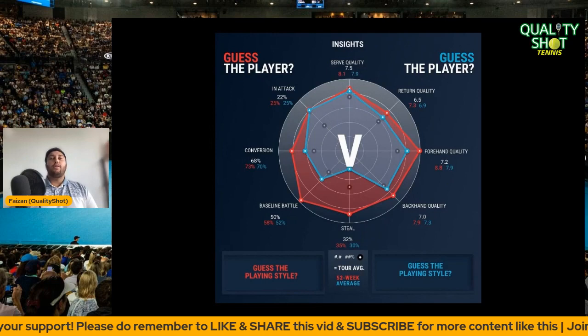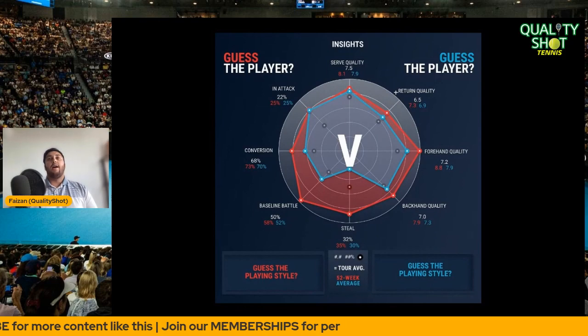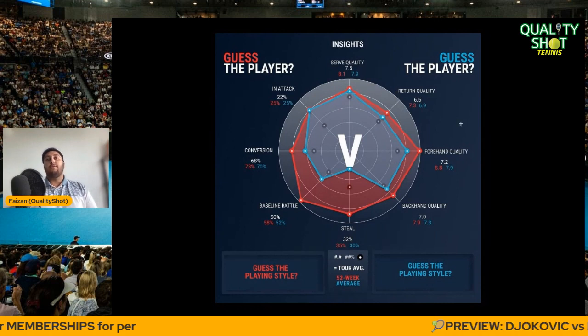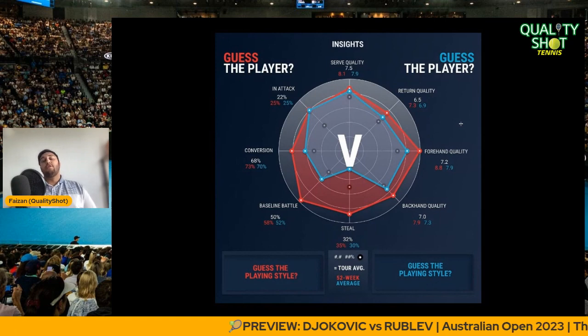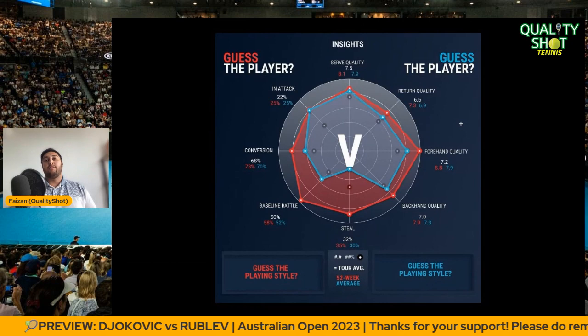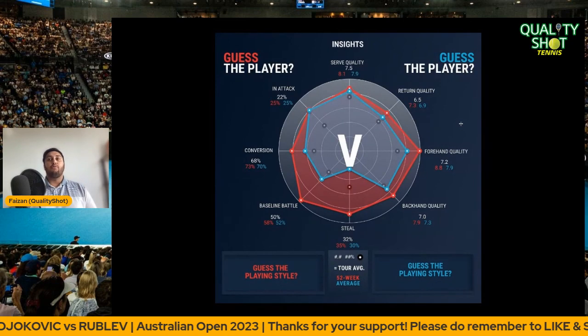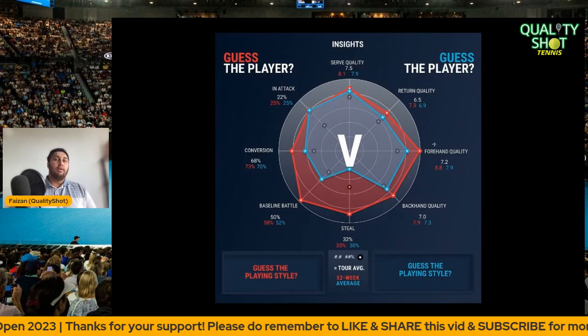So let's talk about serve quality. The tour average is 7.5. Djokovic is 8.1, and Rublev 7.9. So pretty impressive, both above the tour average. For return quality, 6.5 is the tour average. Djokovic is at 7.3, so well beyond the tour average. For Rublev at 6.9. Forehand quality, Djokovic at 8.8 and Rublev at 7.9, in comparison to the 7.2 average.